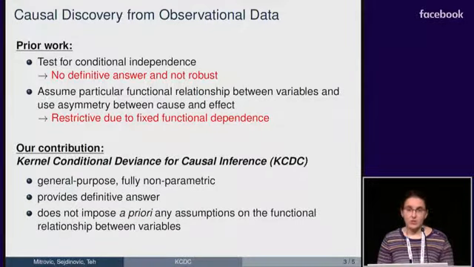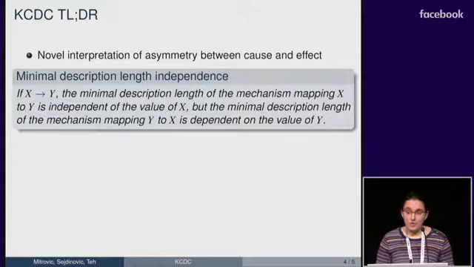In particular, our contribution, kernel conditional deviance for causal inference, or KCDC for short, is a general purpose method which is fully non-parametric. It gives you a definitive answer, and you don't have to impose any a priori restrictions on the functional relationship between variables and the noise. So how do we manage to do that? Well, a short TLDR. First, we introduce a novel interpretation of this notion of asymmetry between cause and effect. In particular, we introduce something called minimal description length independence.